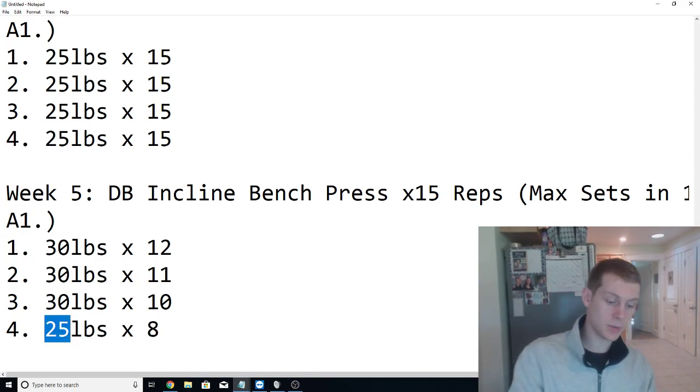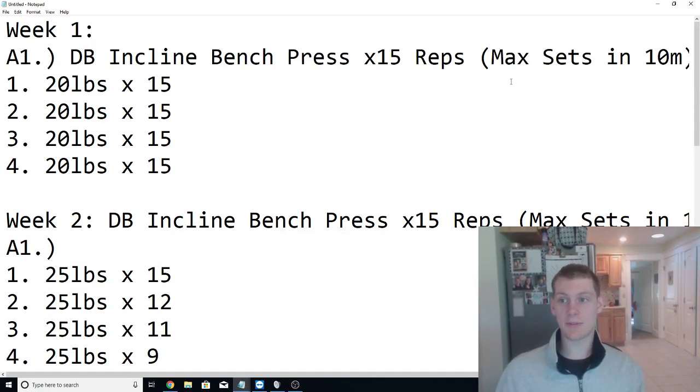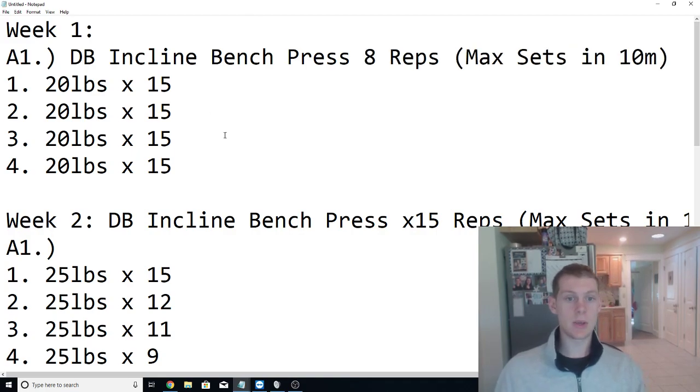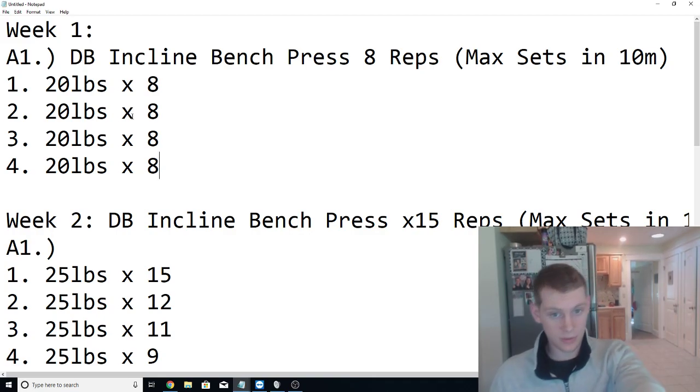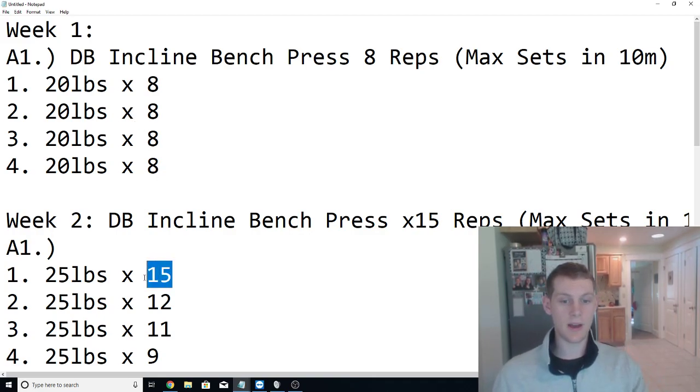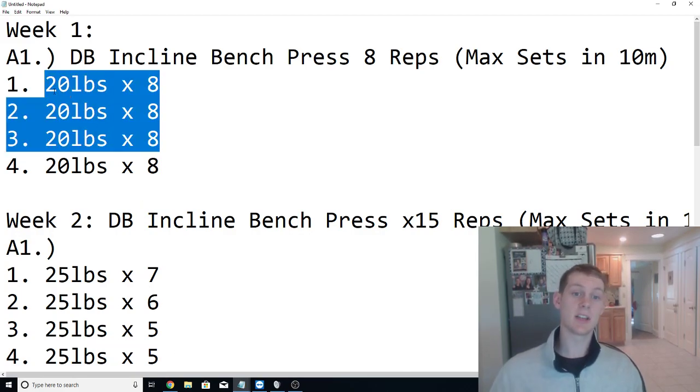This same thing is going to apply to any rep range. Let's say, for example, that the workouts another month from now are 8 reps. You would apply the same thing. If you were able to do 20 by 8, then the next week after you complete that for three sets, you'd want to go to 25. And maybe you only get 7, and maybe then you get 6, and then you get 5, and then you get 5. Then you'd want to stay at 25 until you're able to hit 3 sets across the board.